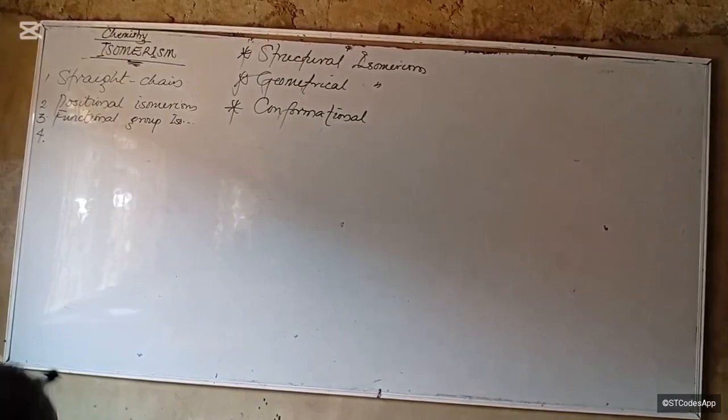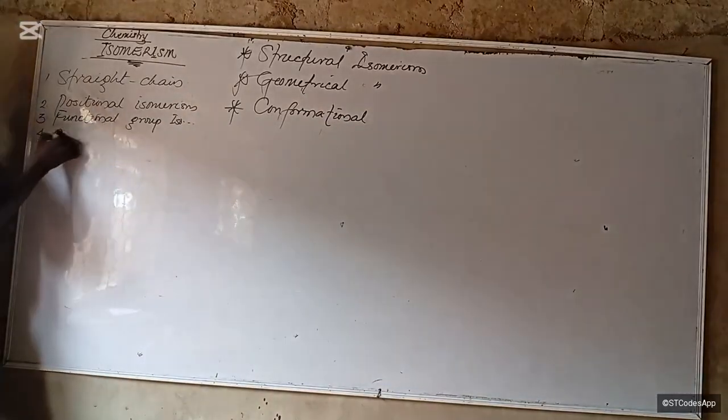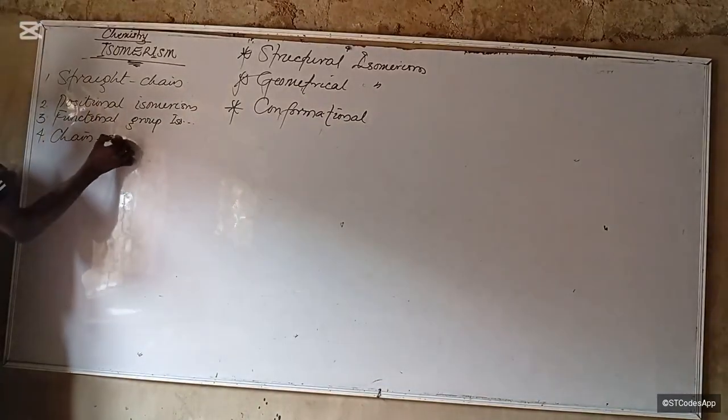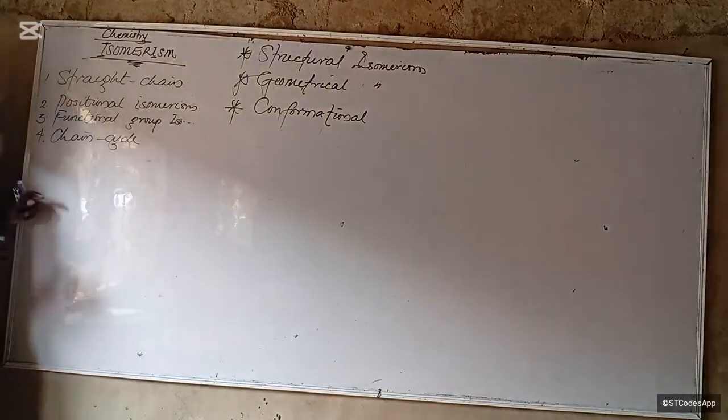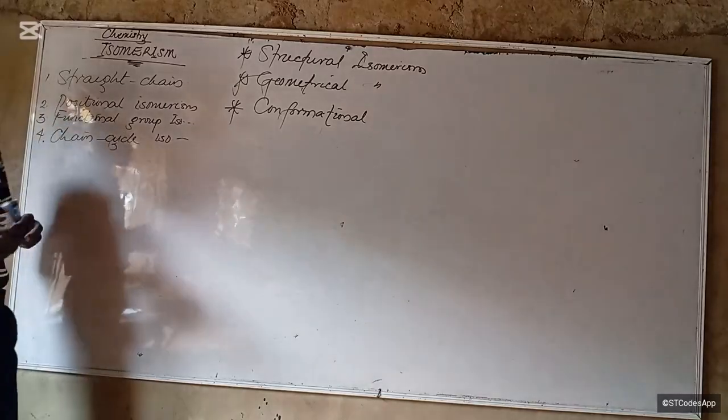Okay, so I said number 4 is what? The chain cycle isomerism. The chain cycle isomerism.